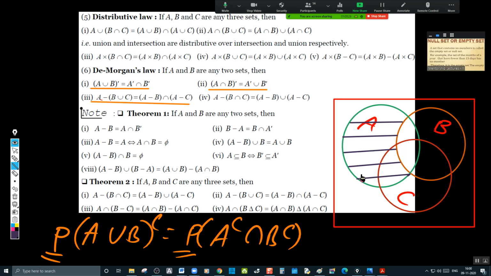Come on, anyone tell me what is A minus C, please. Let me show it in the vertical lines. A minus C. C doesn't come. The part of A where C doesn't come. A minus C means only A but not C. That means it starts here.